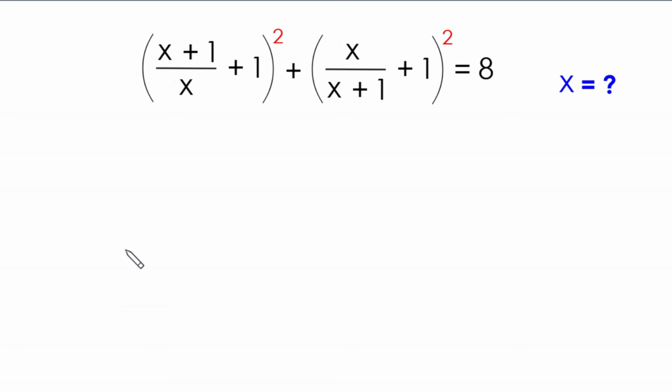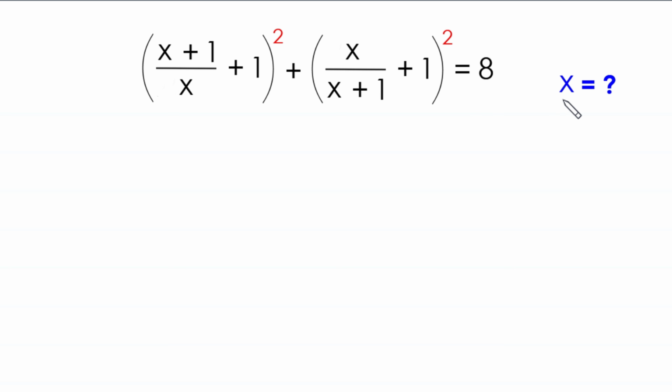Hello everyone, welcome to how to solve this very nice algebra equation: (x plus 1 over x plus 1) whole squared plus (x over x plus 1) whole squared equal to 8. Our job is to find all possible values of x.